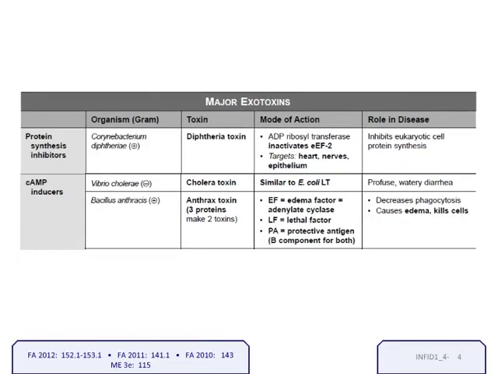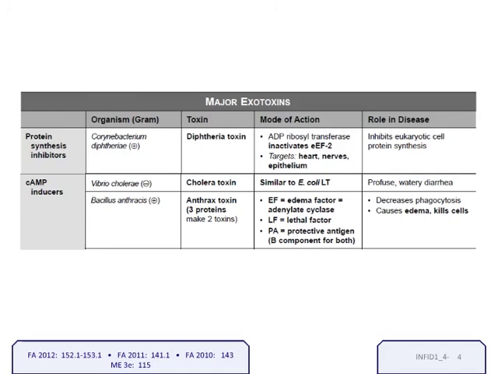Other bugs can mess with the interior workings of the cell. We can talk about ADP ribosylation of proteins, which basically alters the mechanics of a protein, and therefore it can inactivate something important. For example, diphtheria inactivates elongation factor 2 by ADP ribosylation, so we can no longer make new proteins. We can also have cyclic AMP induction. Cyclic AMP is important for second messenger cascades in a lot of different processes in the cell. So if you can induce that, you can mess with the cell's ability to regulate its own functions.